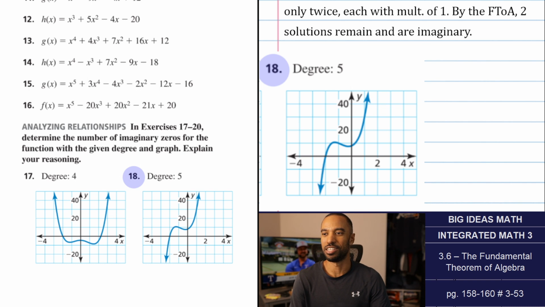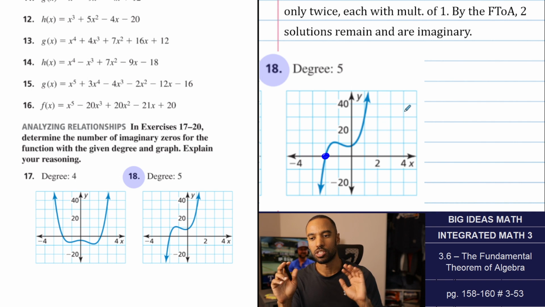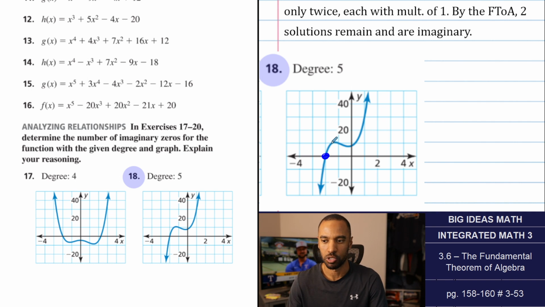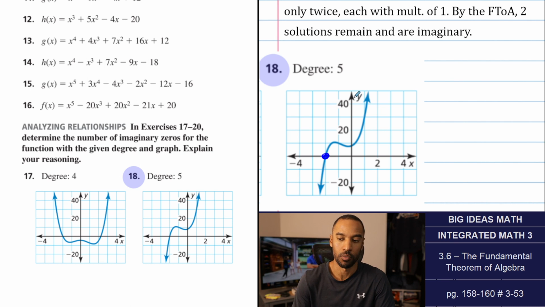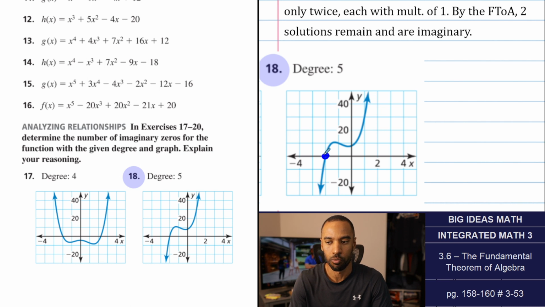All right, number 18, degree of 5. This has a degree of 5, yet it only passes through the x-axis once right here. Now, it doesn't pass with any sort of multiplicity appearance, meaning if it did this curve through there like that, I'd say, oh, it might have a multiplicity of 3 or 5. That also just has a multiplicity of 1. So there's only one real solution, one multiplicity of 1.